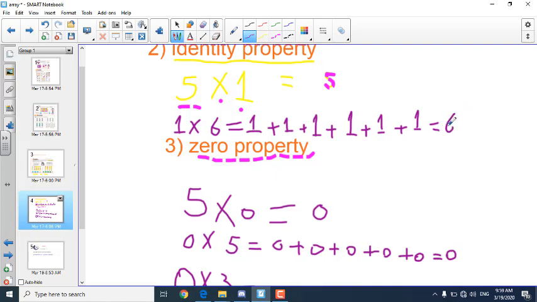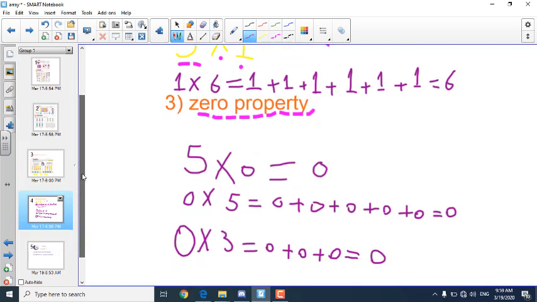So this is a rule. Any number times 1 equals the same number. 1 times any number equals the same number, the commutative property. Any number times 0 equals 0. 0 times any number equals 0.